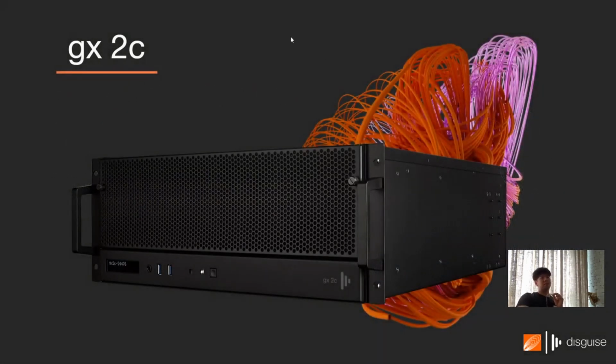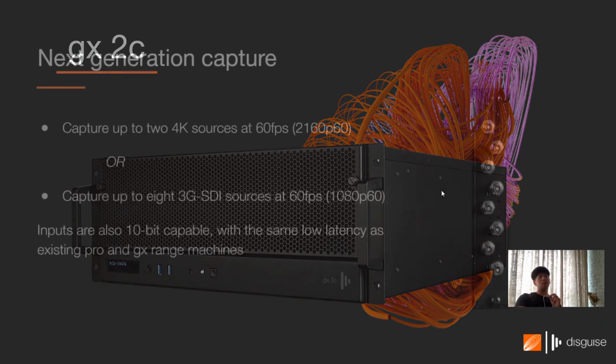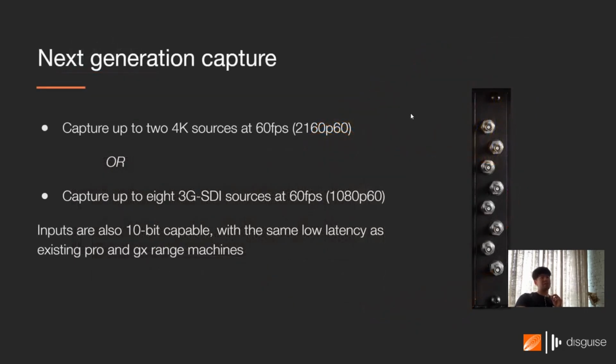Okay, so GX2c, this is the new machine that was released earlier this year, I could say, or maybe last year December, right? So this GX2c consists of a new capture card. The philosophy is, we want to take in whatever we push out. So we can capture up to 2 4K sources or 8 3G SDI.